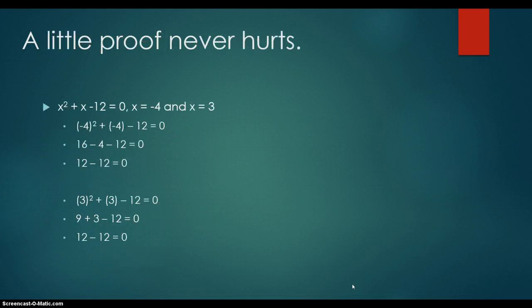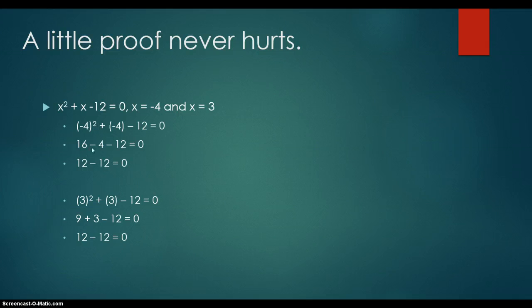In algebra, as you well know, a little proof never hurts. So we're going to use the equation from the previous slide. We found x equals -4 and x equals 3 as solutions, and I'm going to substitute -4 in every place I see this x. And you'll notice that I use parentheses, and that is a very good habit to start. Anytime you substitute a number into an equation, I would ask that you put parentheses around that number.